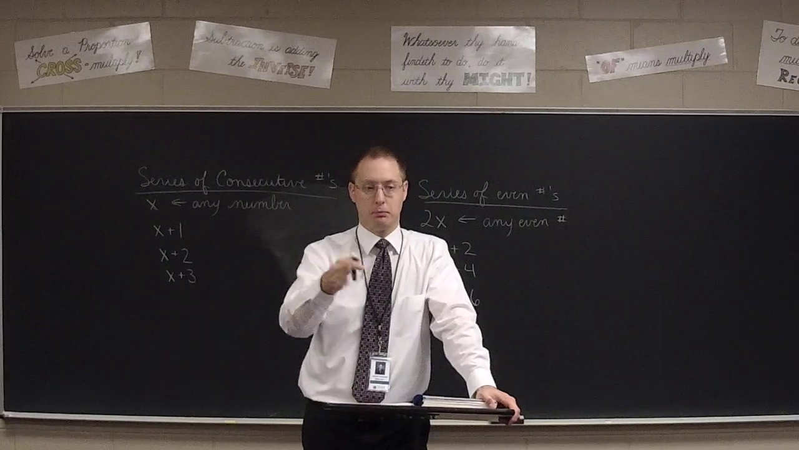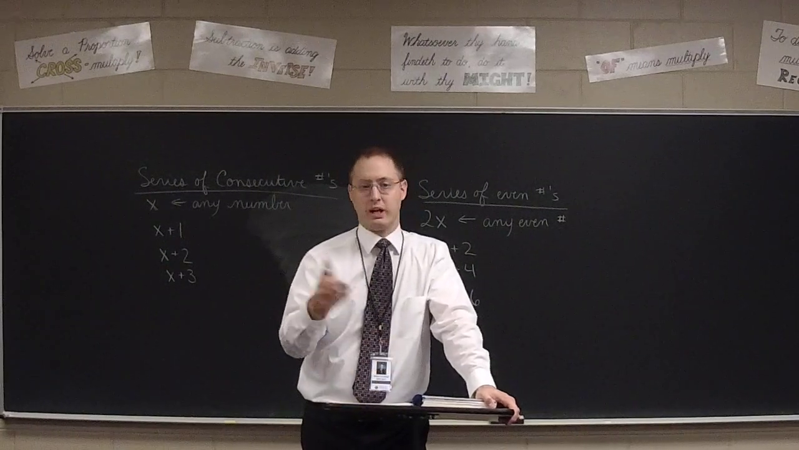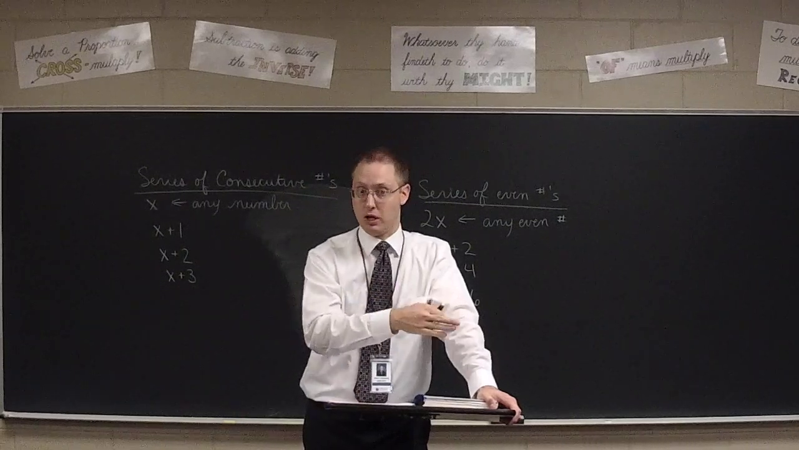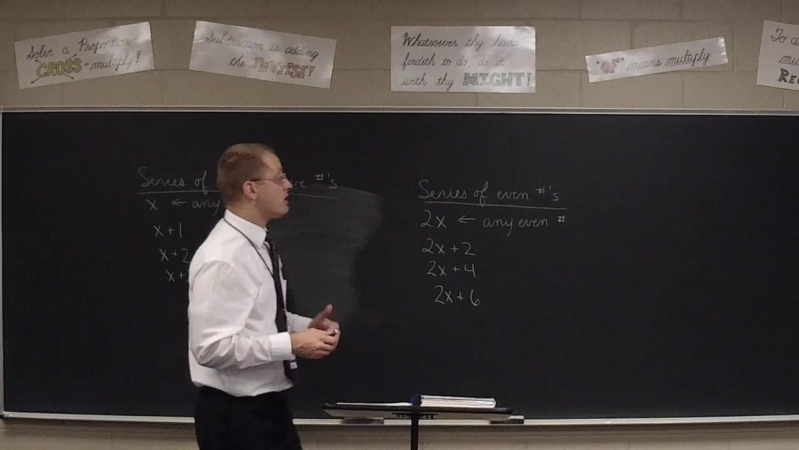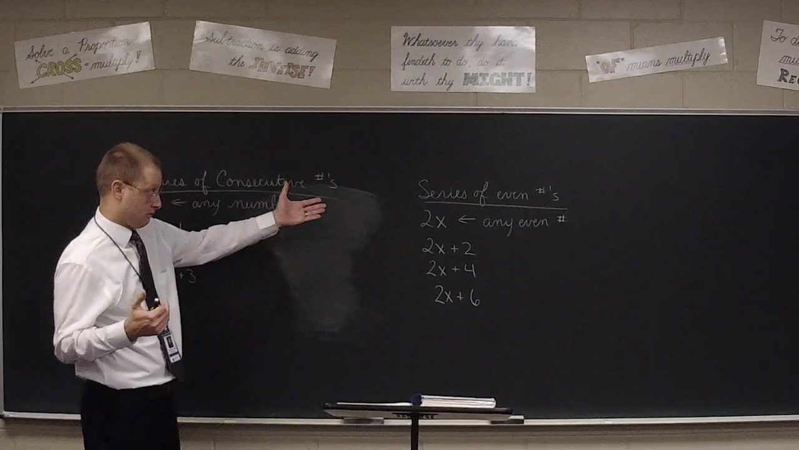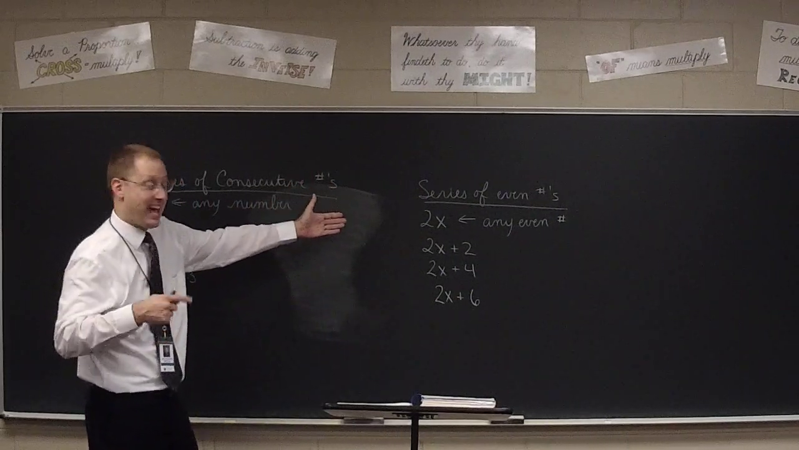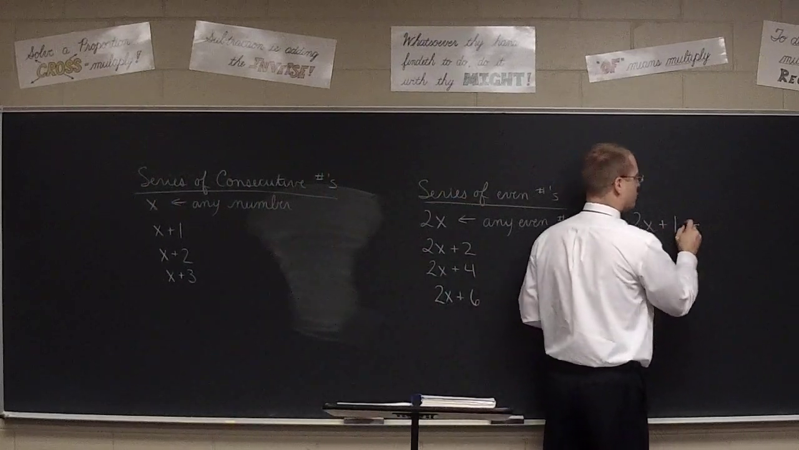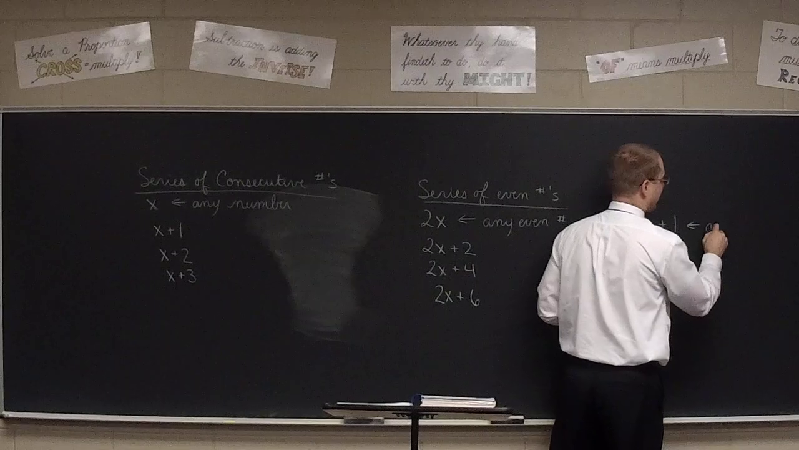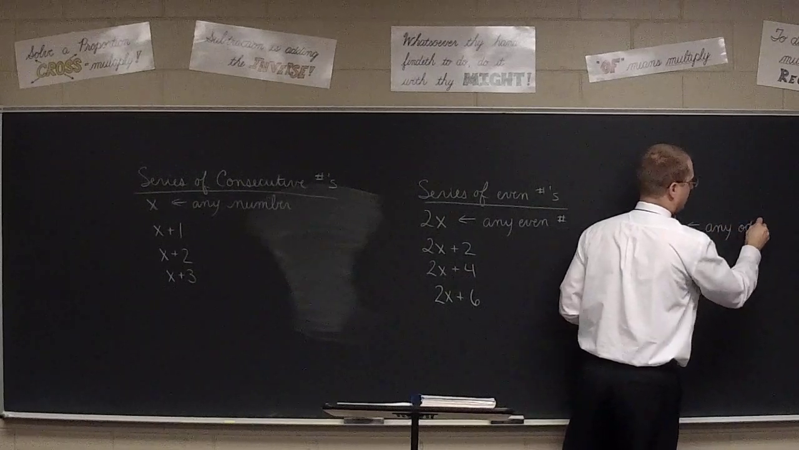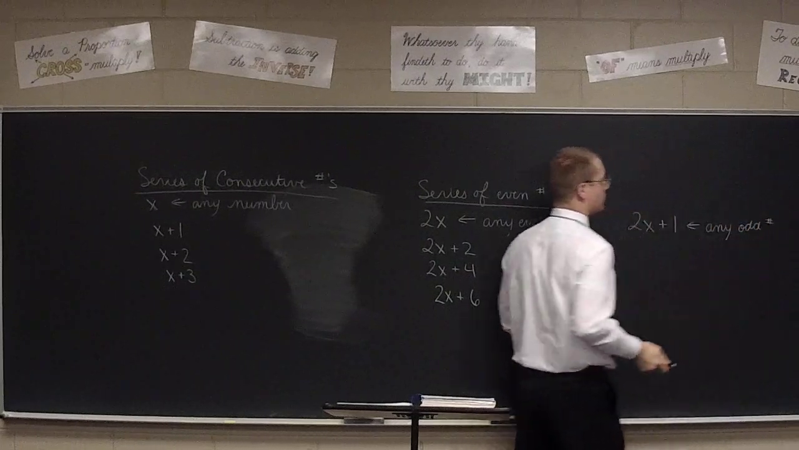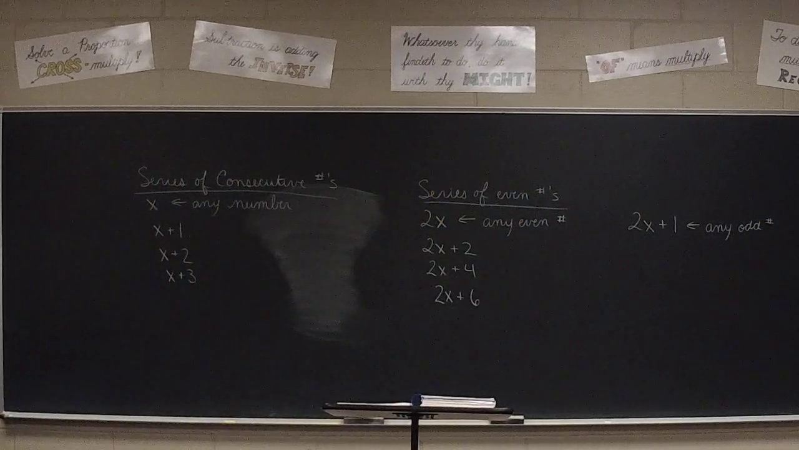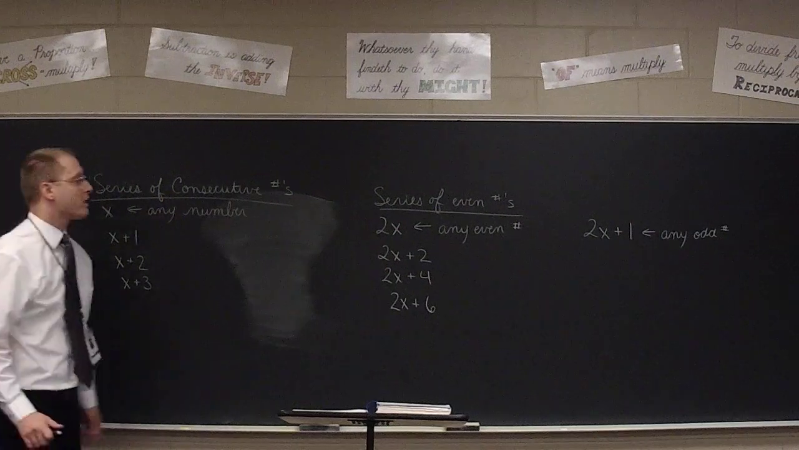16 plus 1 is 17. 28 plus 1, 29. 30 plus 1, 31. So take any even number, class, 2x, and add 1. You guarantee yourself an odd number. So 2x plus 1 is how we're going to represent any odd number, or any odd integer. 2x plus 1. Just barely fitting on the chalkboard there.